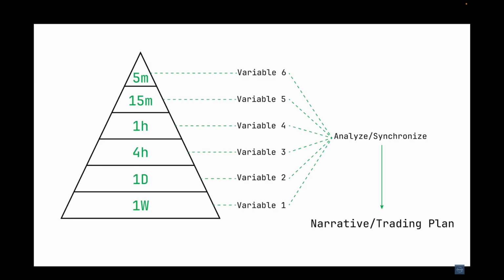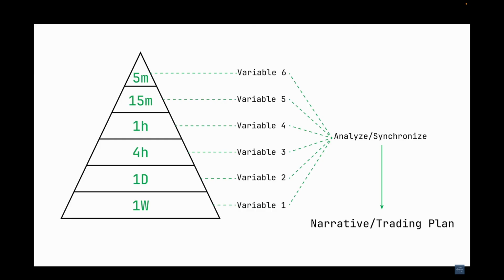Now, if we summarize everything we've discussed so far and combine it into one concept, we'll get this pyramid, where each time frame has its place in the system, and when we analyze the market, we always follow this order. Thus, each time frame sequentially provides a variable that we then synchronize with other variables to build our narrative and trading plan for the day.